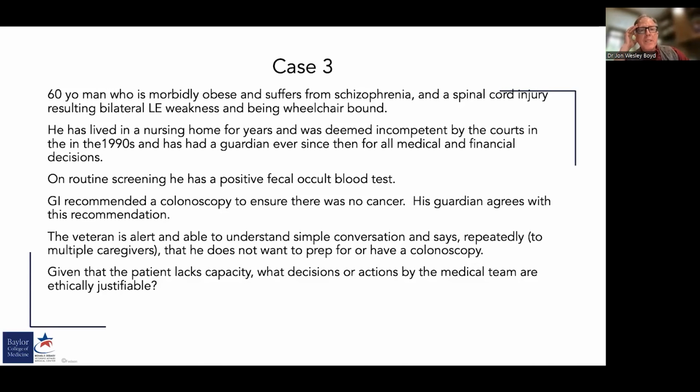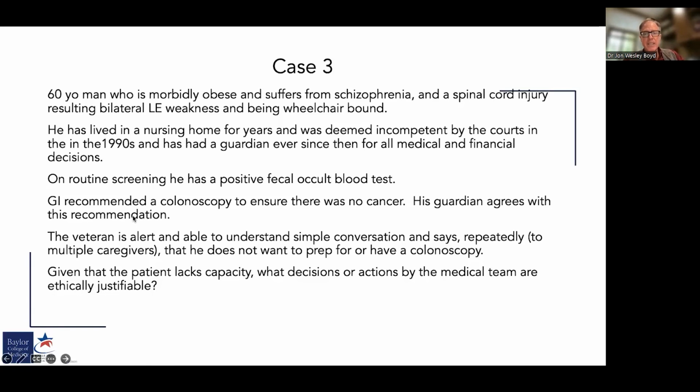This is a 60-year-old man who's morbidly obese and suffers from schizophrenia, and a spinal lesion that resulted in bilateral lower extremity weakness and being wheelchair bound. So he's really large, obese, his legs don't work. He's lived in a nursing home for years, was pronounced incompetent by the courts 2 decades plus ago. He's got a guardian, and on a routine screening, he's got a positive fecal occult blood test, meaning they sample his stool, they find a little speck of blood, and gastrointestinal doctors recommend colonoscopy. That's just standard. It's a screening test for colon cancer. He screens positive. Now they're recommending a colonoscopy, and his guardian says, yes, go for it.